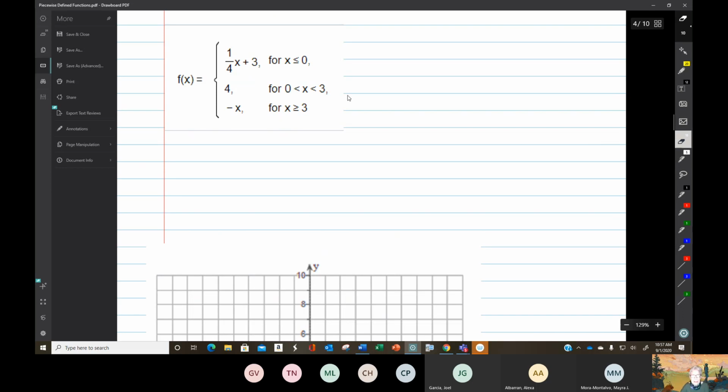You've got 2 points where f of x breaks apart into 3 different pieces. You've got x equals 0 and x equals 3.